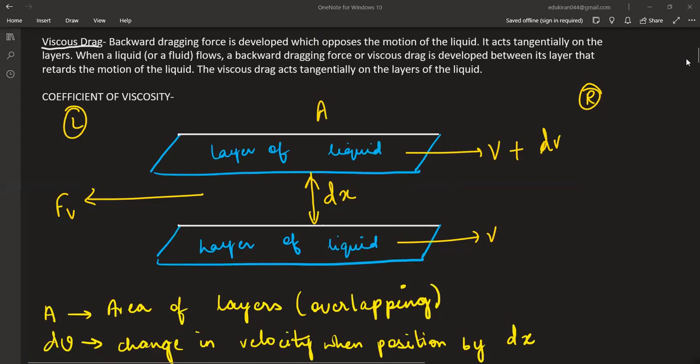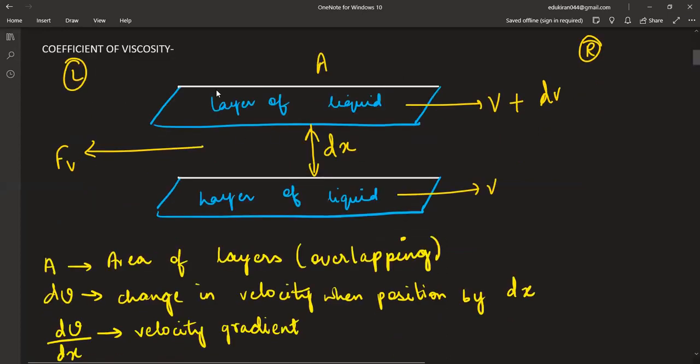Now coming to the coefficient of viscosity. So see, if this is one layer of liquid, this is another layer of liquid. This is moving with velocity v, this is also moving with velocity v. It's just that the relative velocity, that is the change in velocity which is occurring, that is dv. So this is added on it. Because if viscous force is acting, it means one layer is ahead of the other. That's why the viscous force is acting between them. So this is the additional velocity.